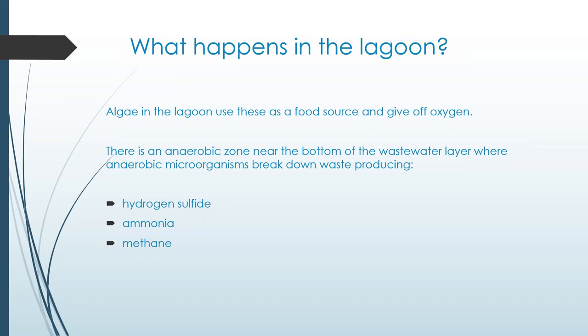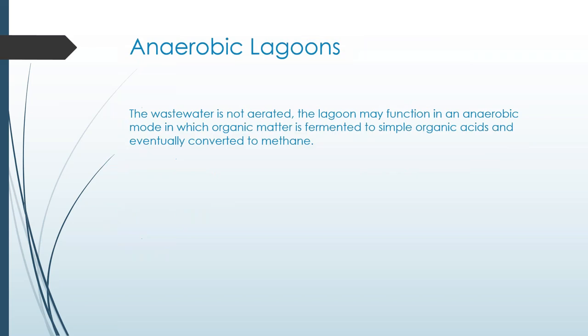Now, there are three types of lagoons that we're going to mention. The first is the anaerobic lagoon. We're only going to mention it briefly just to identify that it does exist. These types of lagoons are typically used in agriculture and industrial applications. Because this discussion is focused primarily on domestic wastewater, we're not going to spend any time addressing the anaerobic lagoon because it's more of an agricultural and industrial application.